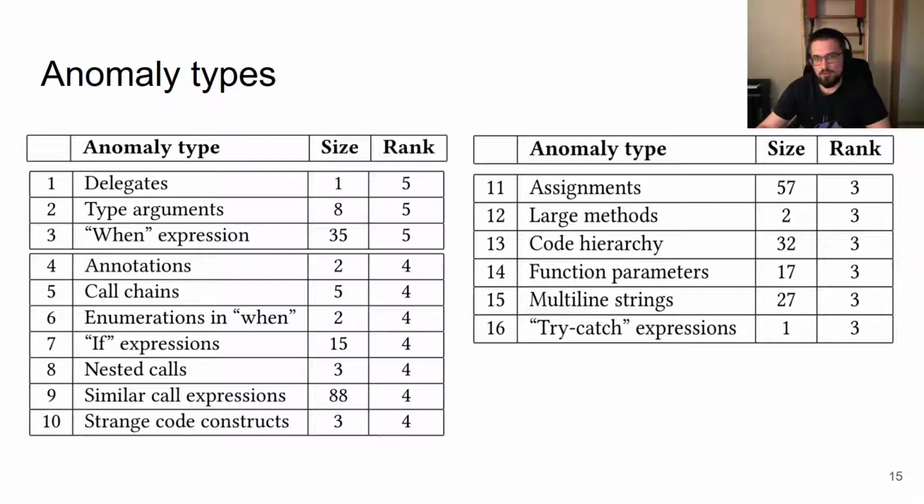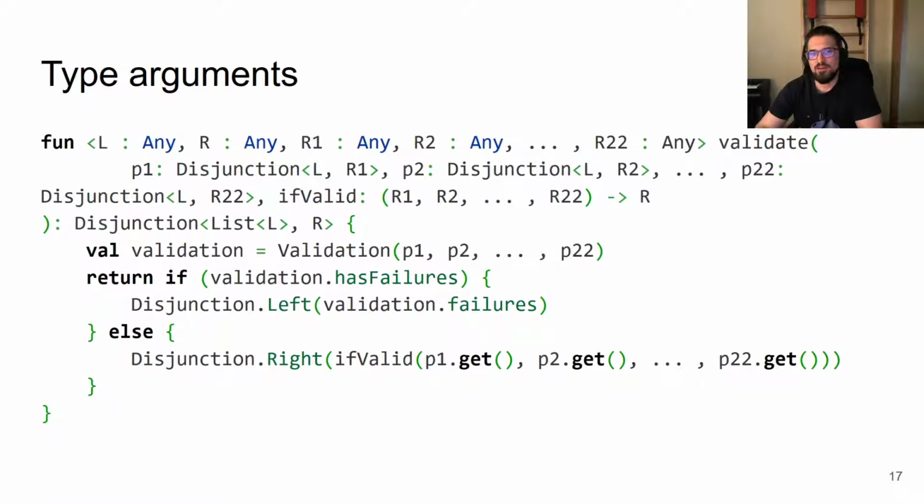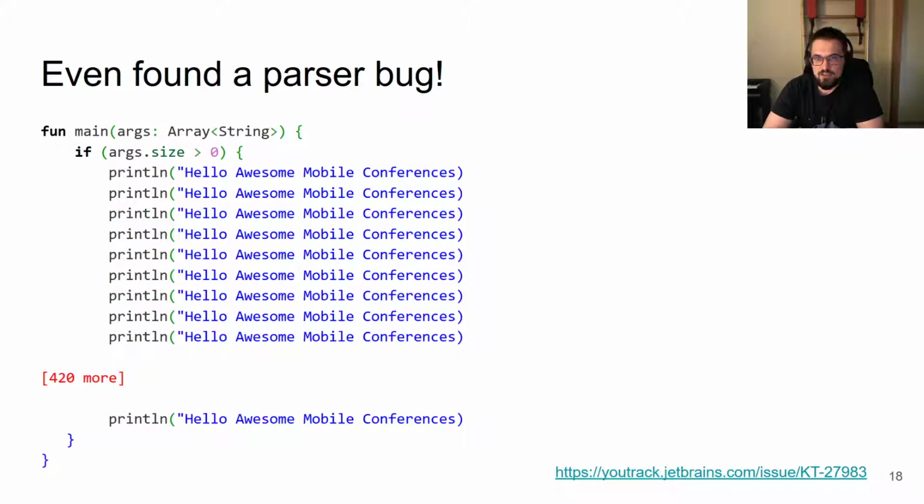Let's look at some examples of them. Here's a when statement with more than 120 case branches. I sincerely hope it was automatically generated. Here's a function with 22 type parameters. The compiler does a lot of work around generics. For example, in some complex cases, it could even reach exponential complexity while inferring types. And code examples like this are good performance tests. And this detected anomaly uncovered a bug in the parser. This syntactically incorrect code crashes the parser with a Stack Overflow error.